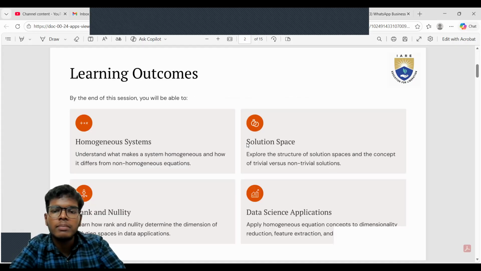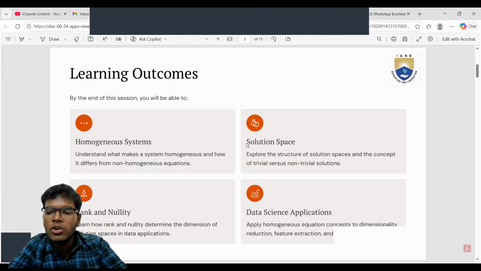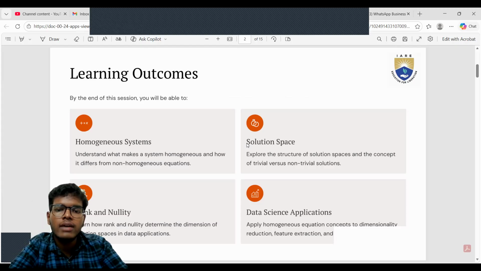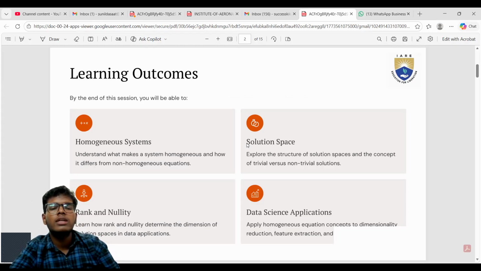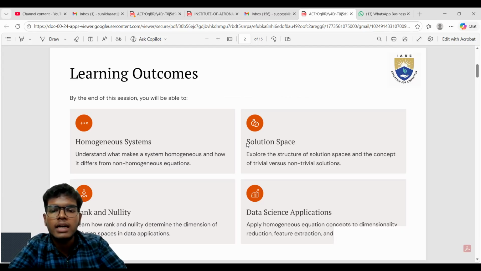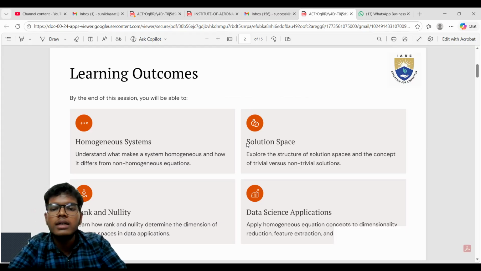Learning outcomes. By the end of the session, we will understand what makes a homogeneous equation homogeneous, the difference between trivial and non-trivial solutions, and most importantly, how the rank nullity theorem helps us reduce data dimensionality and extract meaningful features. Let's dive in.